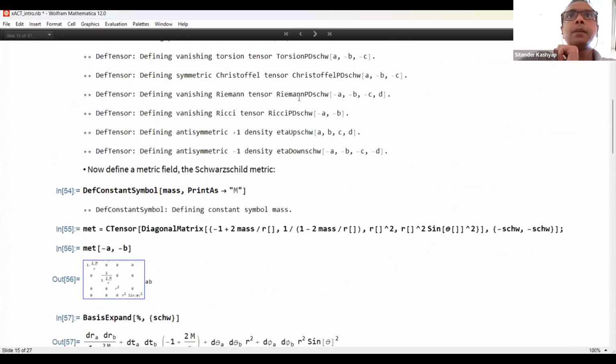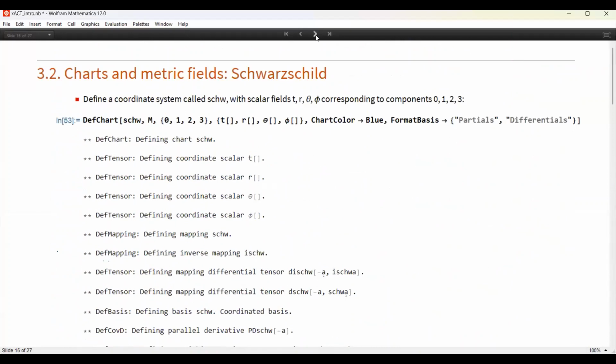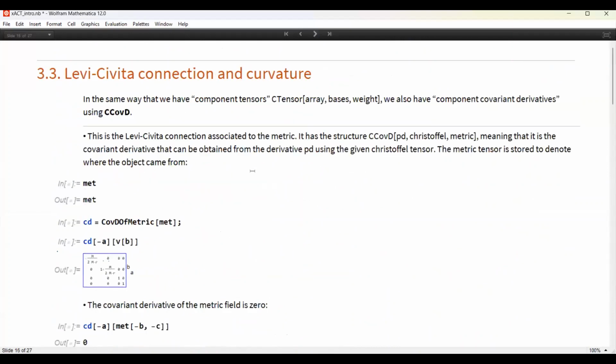Okay. So, sorry, Sitender, just one quick question. Are there methods for tetrad?